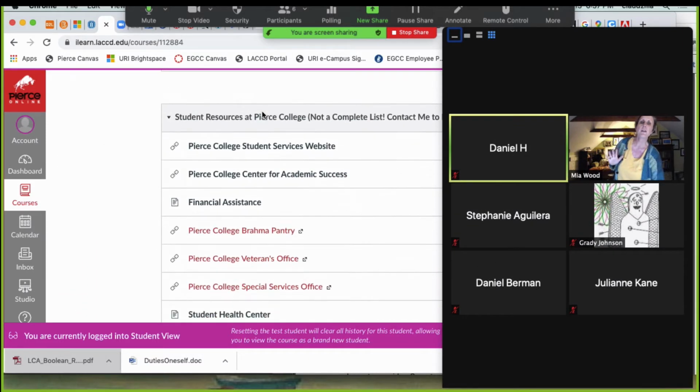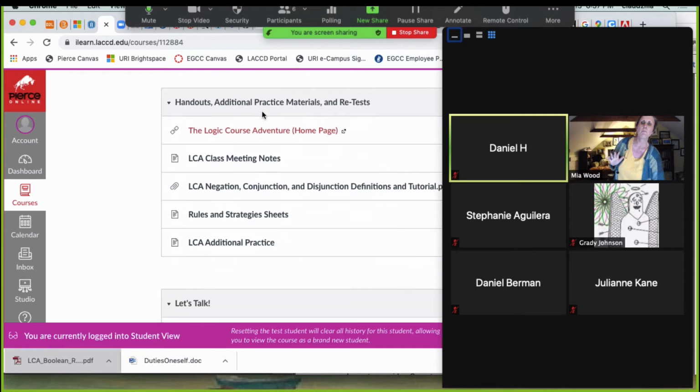So all of the handouts that I mentioned, the class meeting notes, the tutorial on our first set of Boolean rules, the rule sheet that's your new best friend, and the additional practice, those are all linked under the module handouts, additional practice materials, and retests. Oh, speaking of retests, I need to start writing those so that if you want to retest, you can.